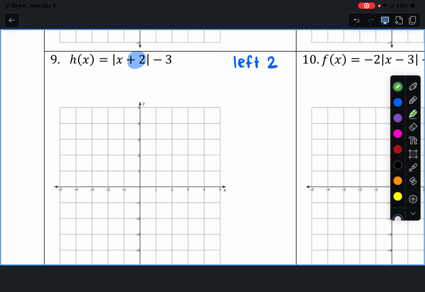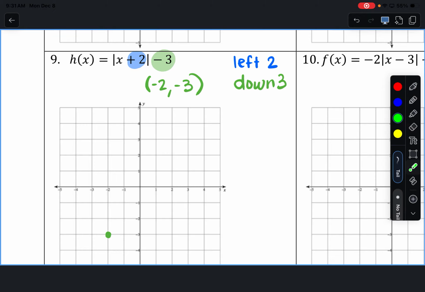And then what does the -3 cause to happen? Down 3. So if we think about how that affects our vertex, what would the left 2 cause to happen to our vertex? What would down 3 cause? So -2, -3.